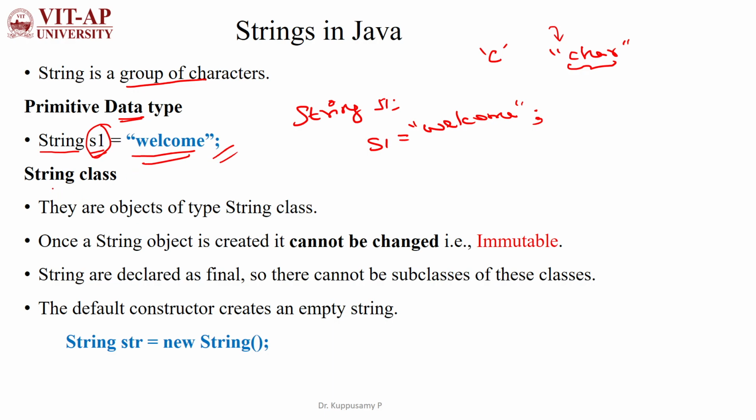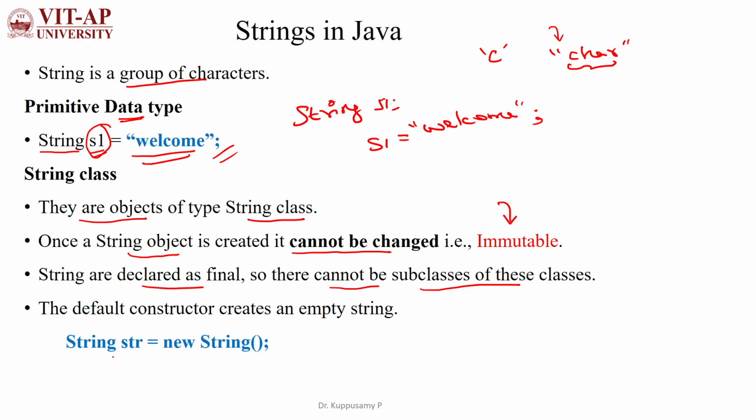And also we have the String class in Java programming. They are objects of type String class. Once a string object is created, it cannot be changed. That means it is immutable. String class data type is immutable. Strings are declared as final, so there cannot be subclasses of the given String class.